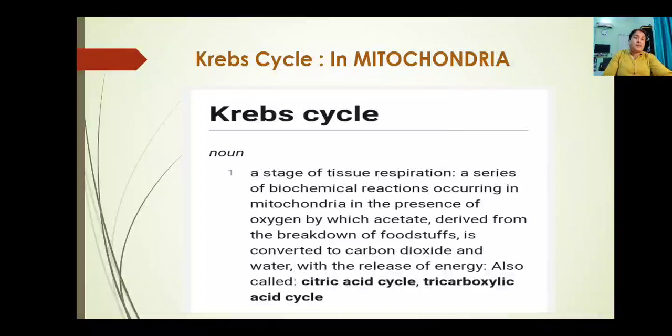Next is the Krebs cycle. So this is another form of reaction. The Krebs cycle takes place in mitochondria, whereas the previous one we saw takes place in the cytoplasm. So what is the Krebs cycle, children? A stage of tissue respiration.